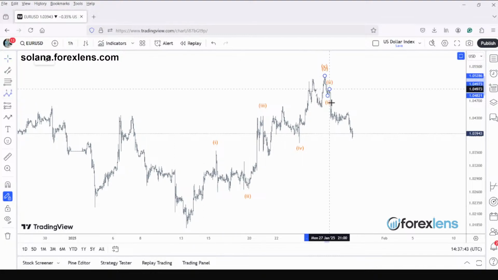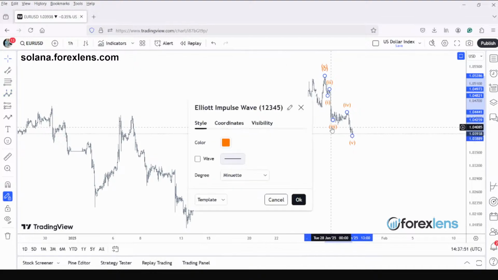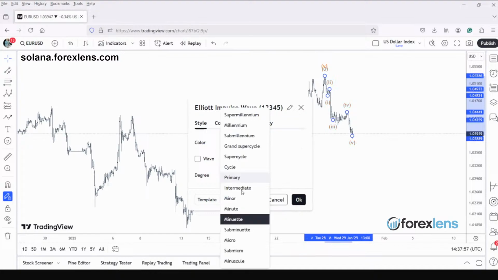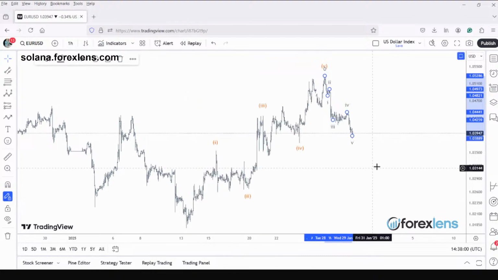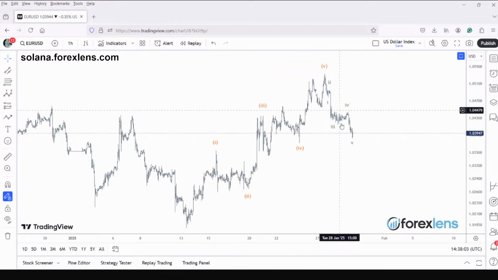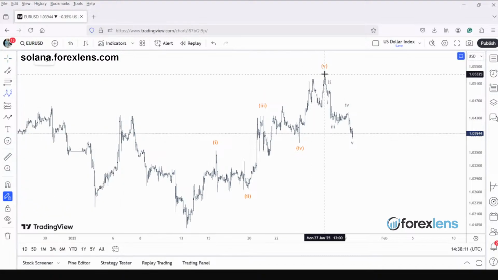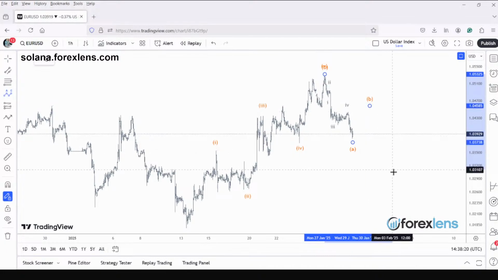I can just run you through a sub minute 5 waves, sorry, not degrees, but sub minute. 1, 2, 3, 4, and 5, and it could be an A wave complete now. So that could be wave B up there, and then we can expect a C wave lower.